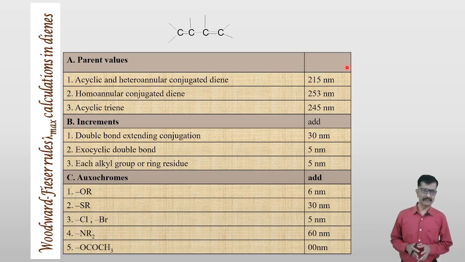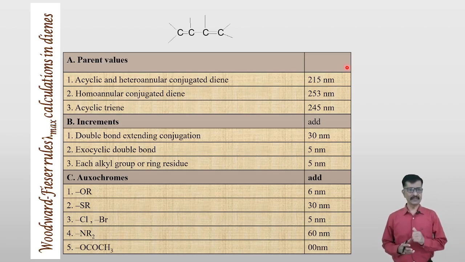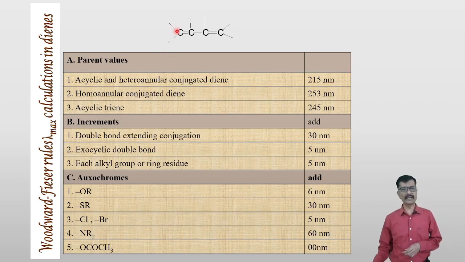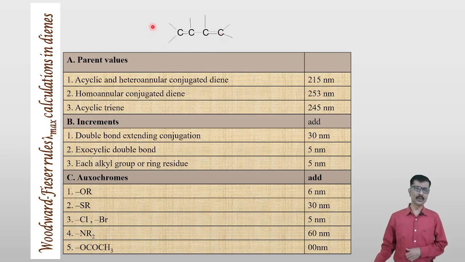Now here we can consider the first class for calculation of lambda max, that is dienes. What is diene? Means two double bonds in conjugation. If you look at this structure, this is the general structure of diene, where you can see a double bond, single bond, double bond. It's an alternate double bond. So it is a diene system.